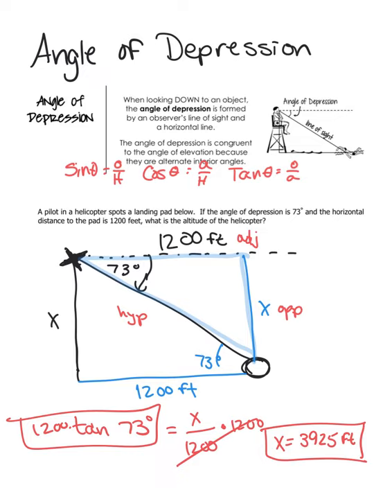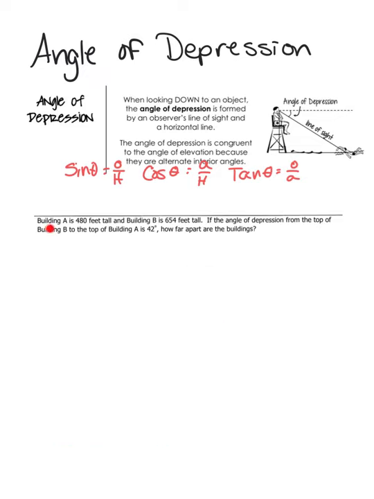Okay? So this problem tells me that a building is 480 feet tall and another building is 654 feet tall. If the angle of depression from the top of building B to the top of building A is 42 degrees, how far apart are my two buildings?